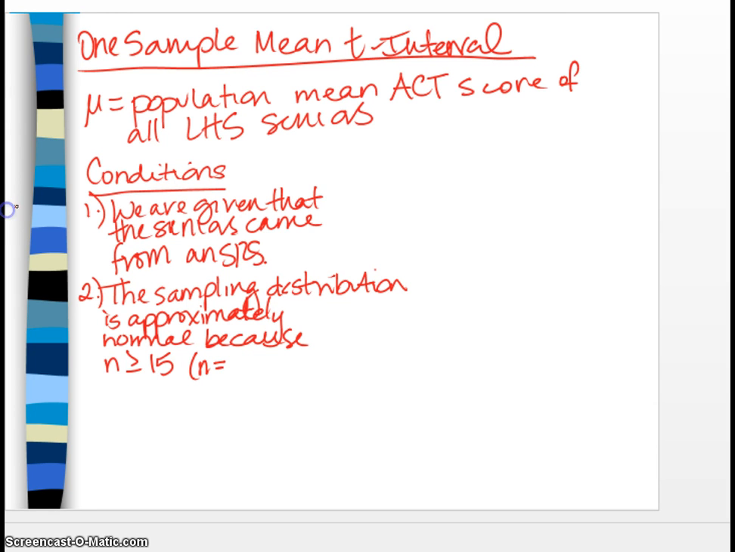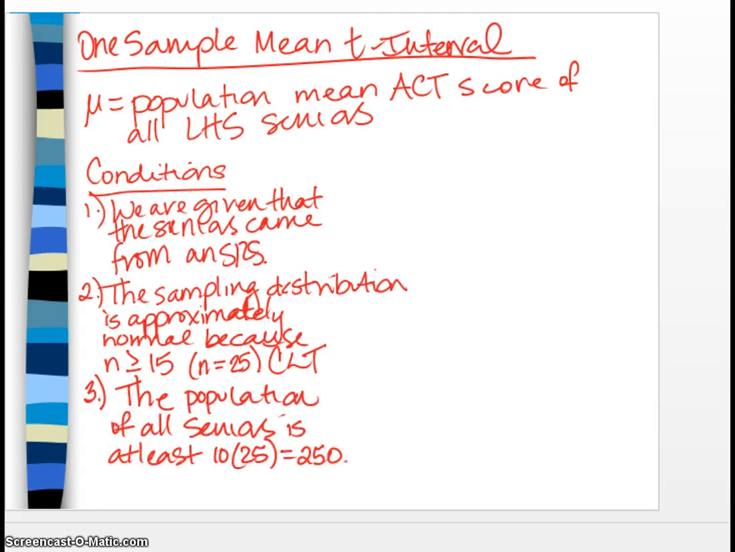So I'm going to make sure that you know that my n was 25. And how do I know that this is okay? Because of the central limit theorem. All of these pieces must be intact for that condition to be correct. And then the third is that the population of all seniors is at least 10 times 25 or 250. So we have again the population of all seniors is at least 10 times 25 or 250.